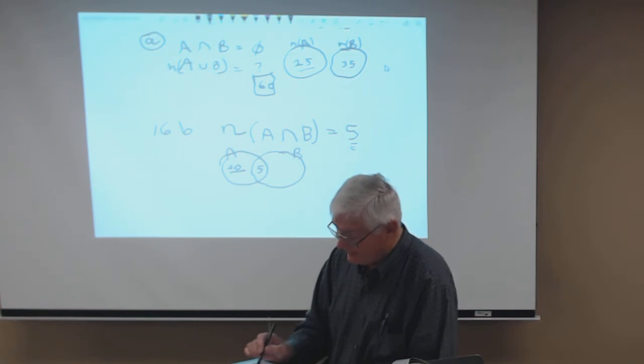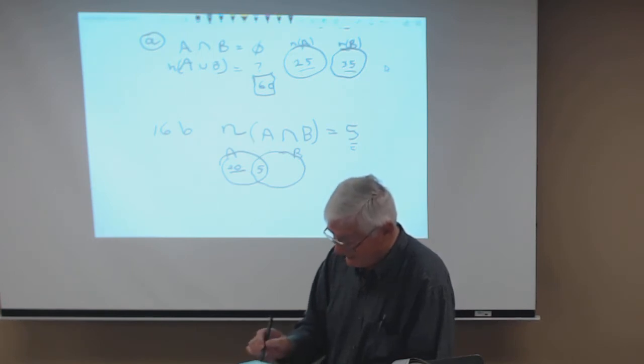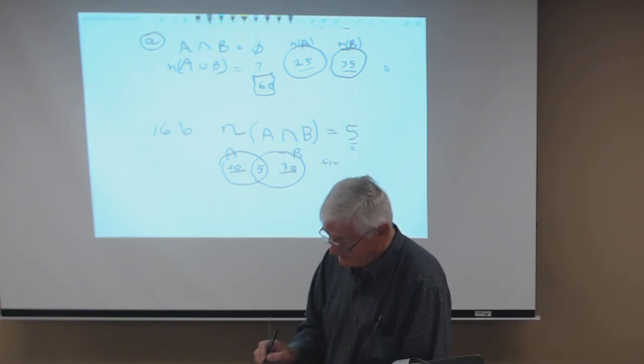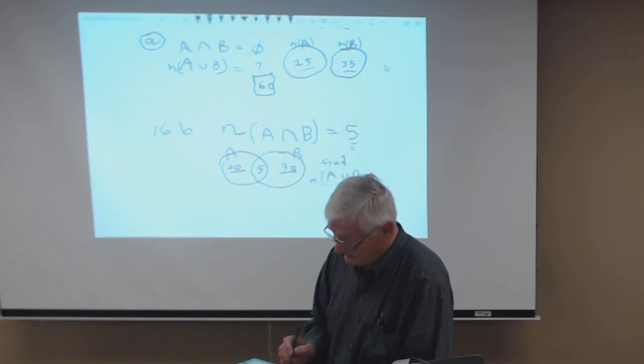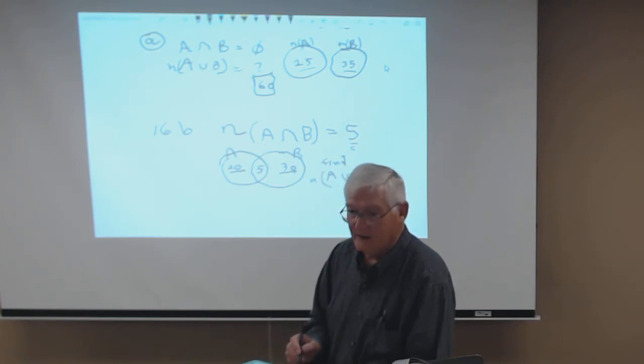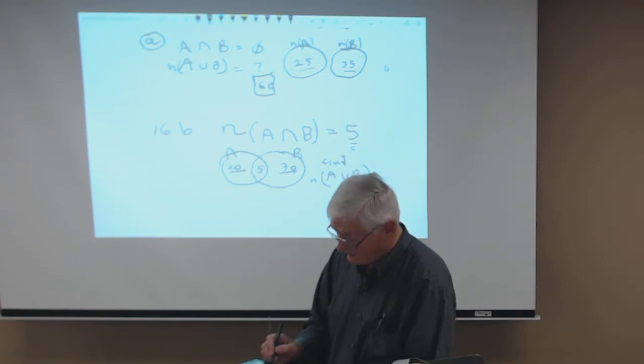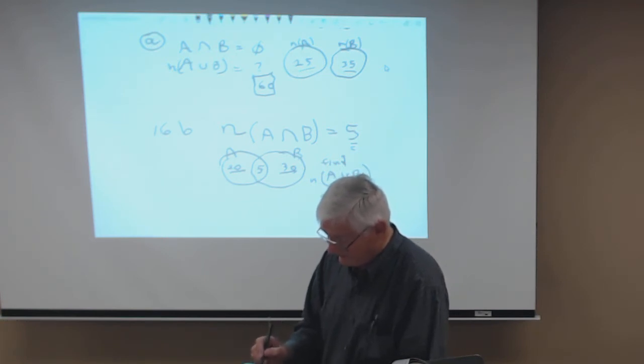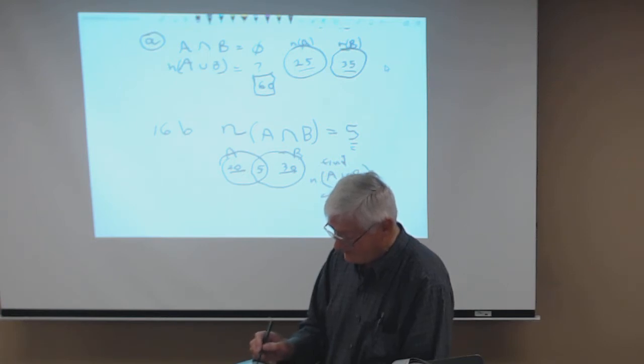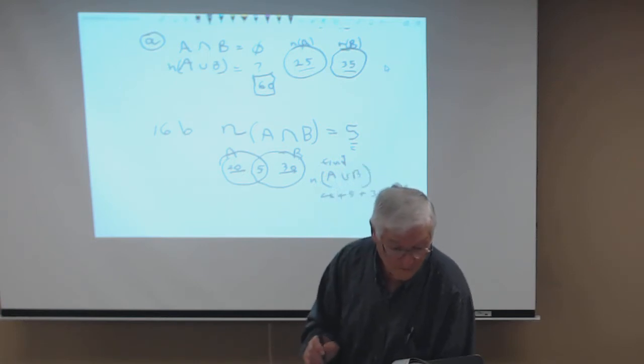And if there are 5 elements in the intersection and 35 in B, how many are left out here? 30. And what am I supposed to find? A union B. The number of elements in A union B. If I put A and B together, how many elements are there? 20 plus 5 plus 30. Everybody see that? So what do you get for an answer?